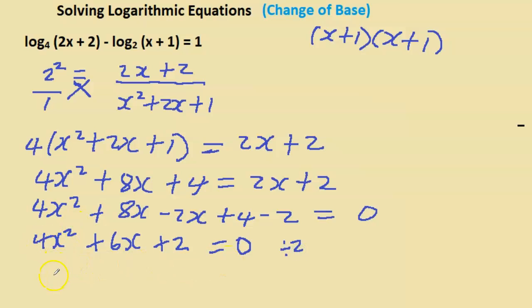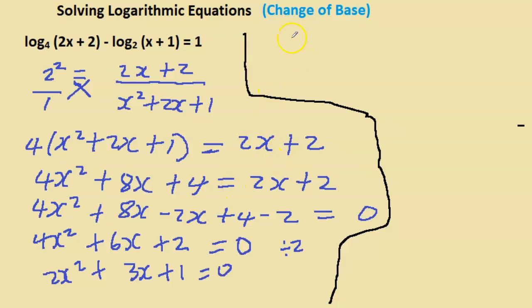So 4x squared divided by 2, that's 2x squared. Divide the 6x by 2, that's 3x. And divide 2 by 2, that's 1. So we have a quadratic that we can factorize. How can we factorize this? We can rewrite 3x as 2x plus 1x, right? So let me just factorize this.